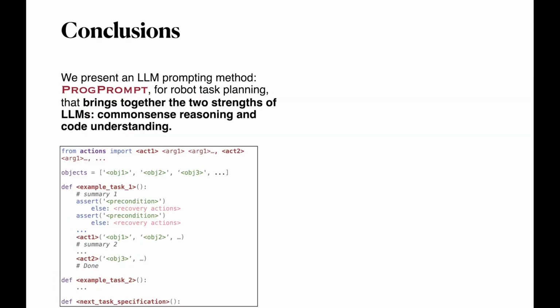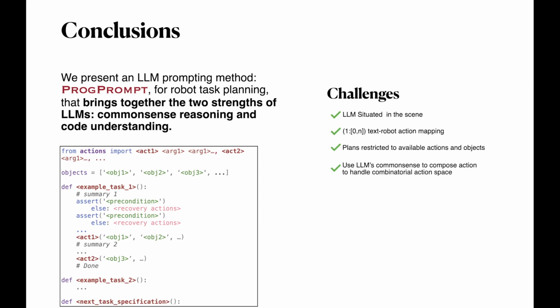To conclude, we present an LLM prompting method for robot task planning that brings together the two strengths of LLMs, common sense reasoning and code understanding. Our method conditions the LLM on a situated context to generate executable plans on different robots and in different environments. Please refer to our project website for more qualitative results.